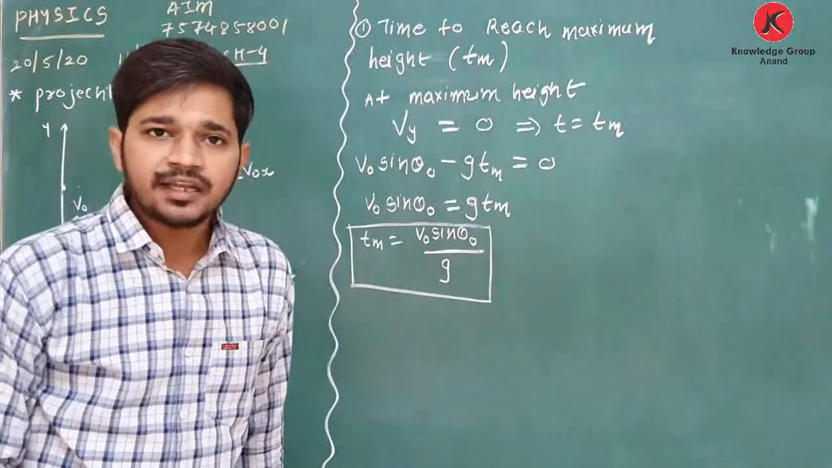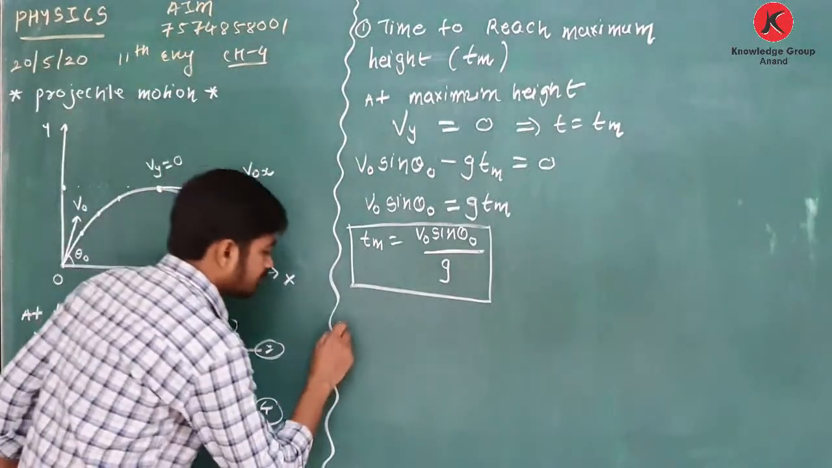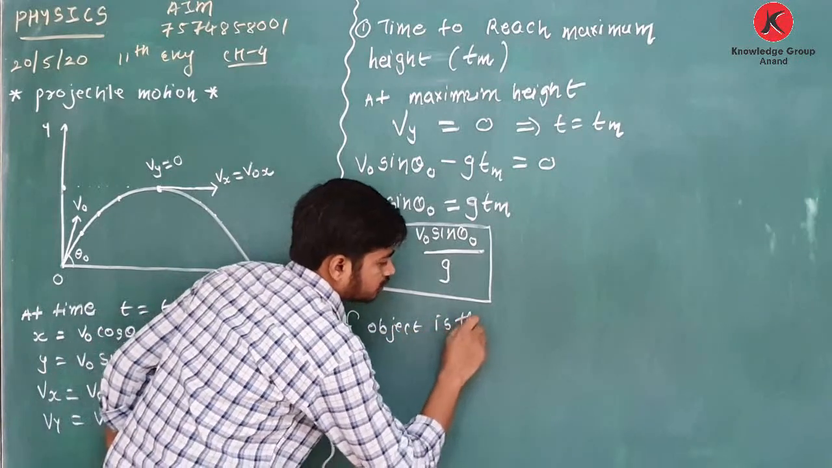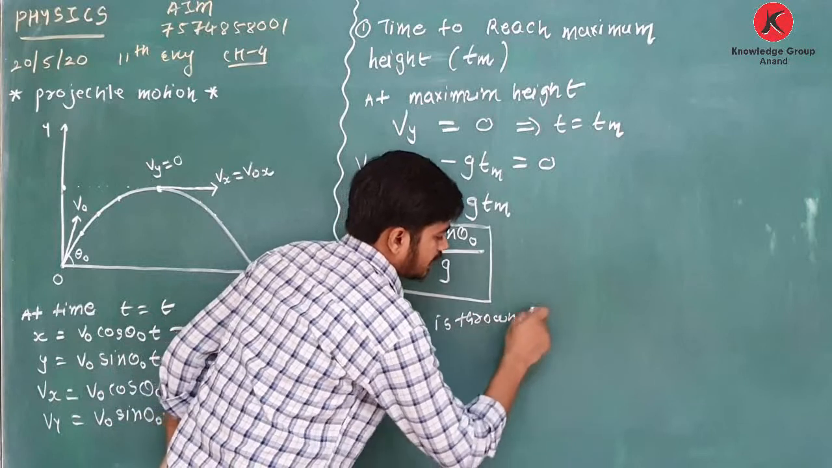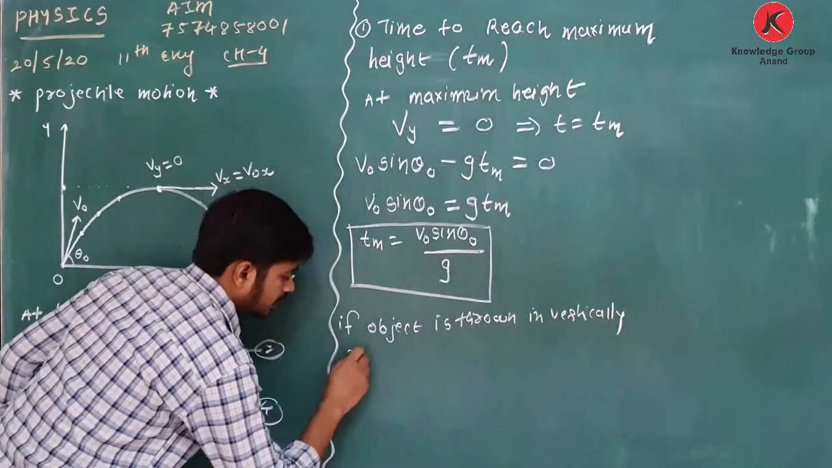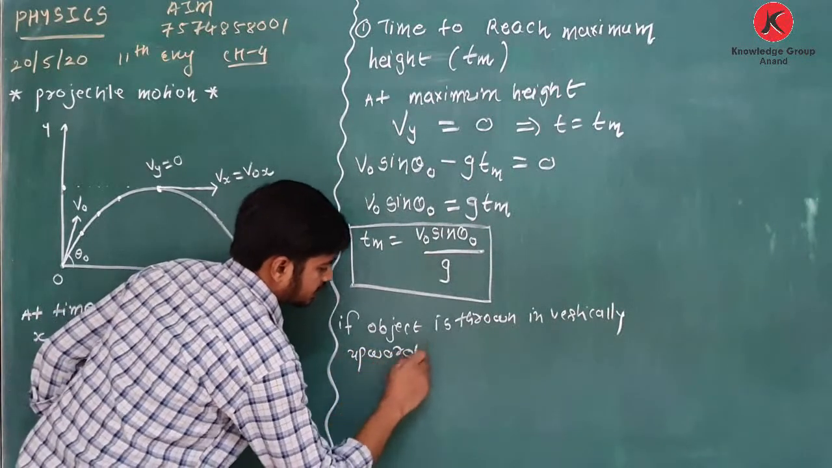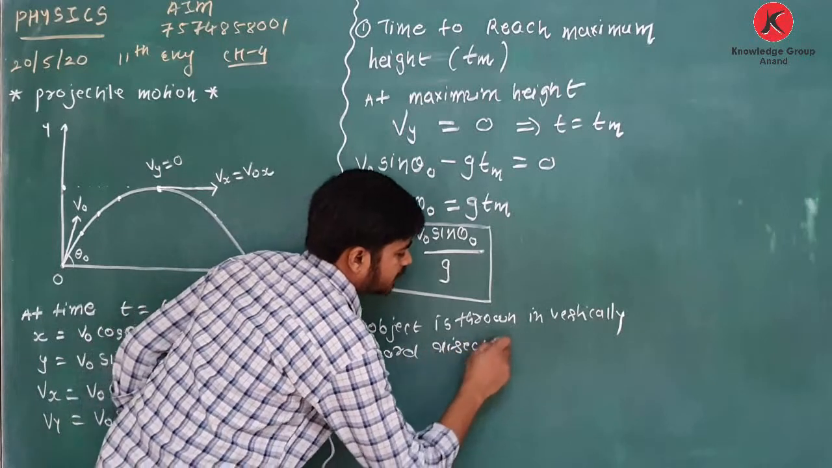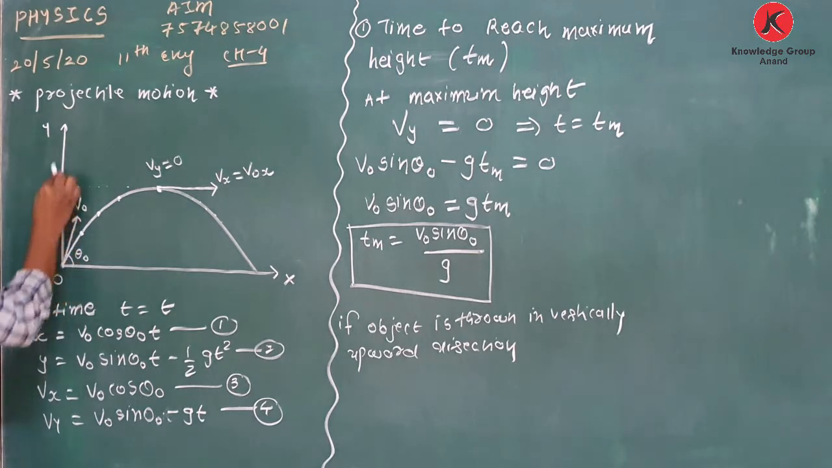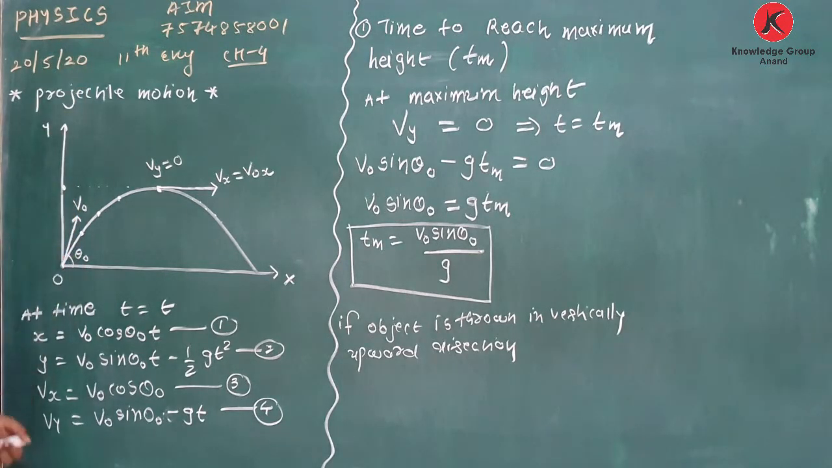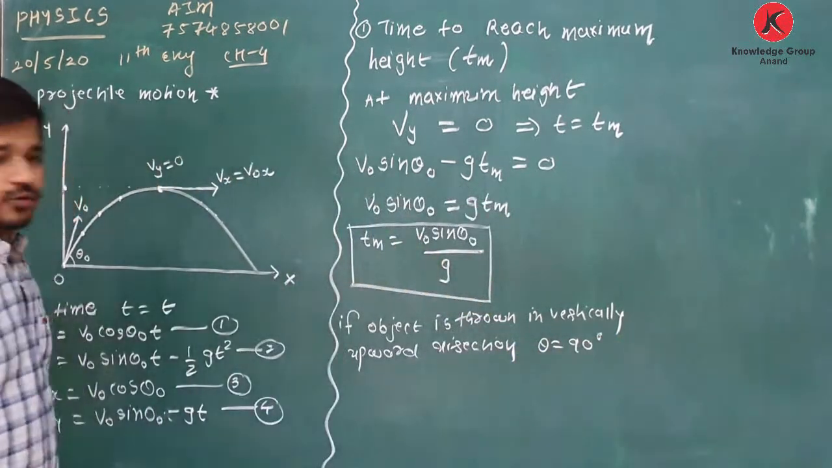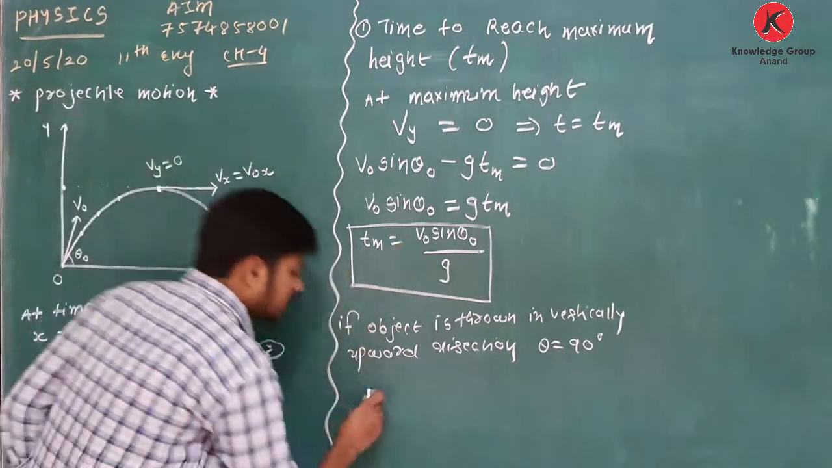Clear about this? Now remember, if an object is thrown in the vertically upward direction, see in the figure, here it is. Vertically upward direction means the object is thrown in this direction, vertically upward. So with the x-axis it makes angle theta equal to 90 degrees. Yes or no? So put the value in this equation.